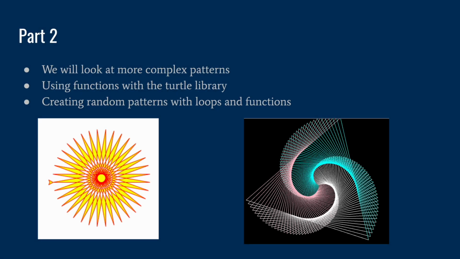That is it for part 1 of the turtle video. In part 2, we will expand on our knowledge and look at more complex patterns using functions with the turtle library, such as how we used for loops to create the square. We'll look at how to apply that with a function to reduce our lines of code. And we'll also look at using the random library to create random patterns along with our loops and functions.